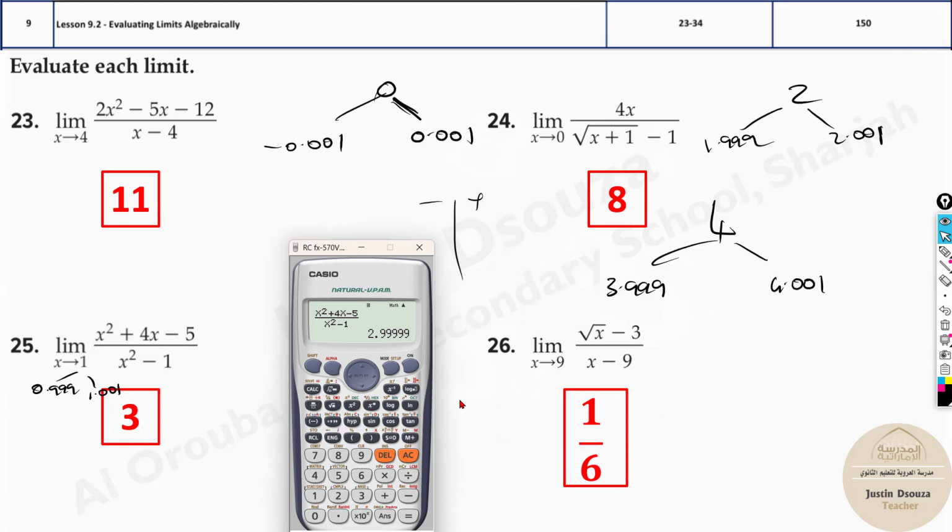Okay, now this one I'll do, because these were all whole numbers, it was easier. But now this one here, square root of x minus 3 divided by x minus 9. Calculated at 8.999, which is very close to 9, you're getting 0.1667. That is 1 by 6. If you put 1 by 6 in the calculator and press SD, you're going to get 0.1666.